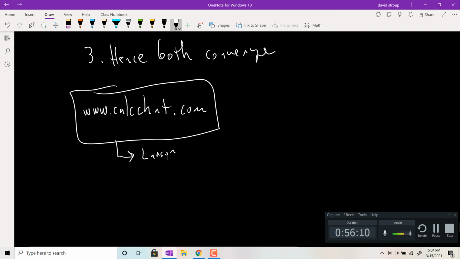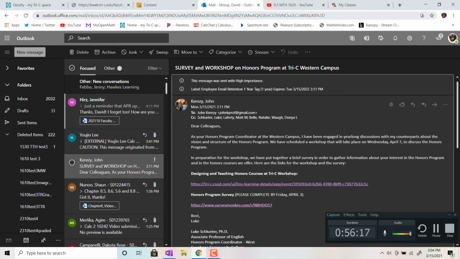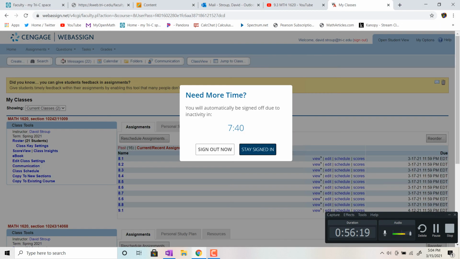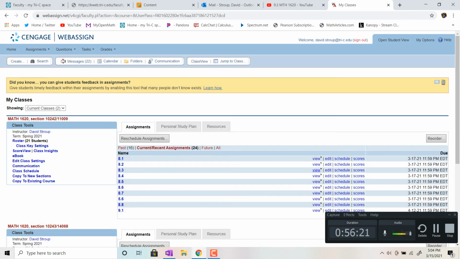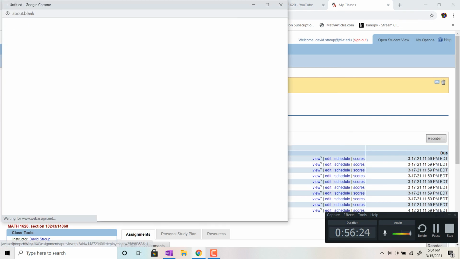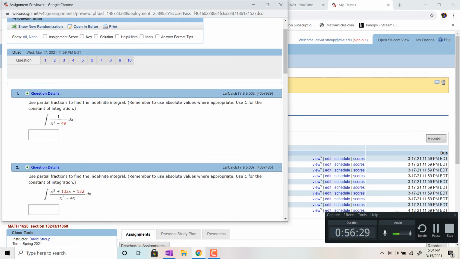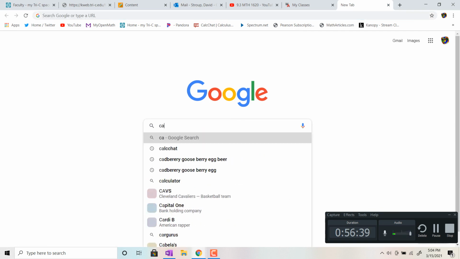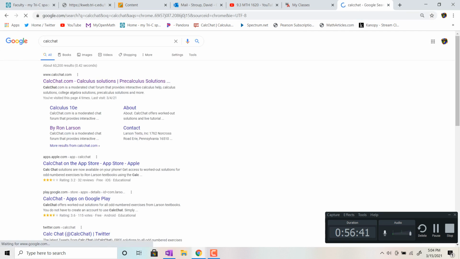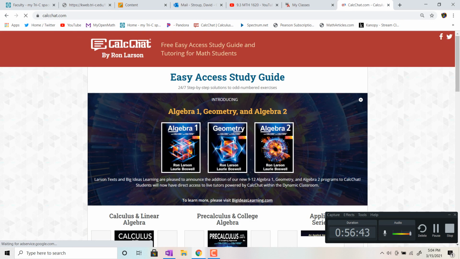So what you do is basically, as you're in WebAssign, there's little numbers on the homework problems. So if you go in the WebAssign, you go into whatever section you're working in. Where are the little numbers? Oh, here, Larson, ET7. 8.5, question 3. So what that means is, you go to Calc Chat, find early transcendentals, 7th edition.